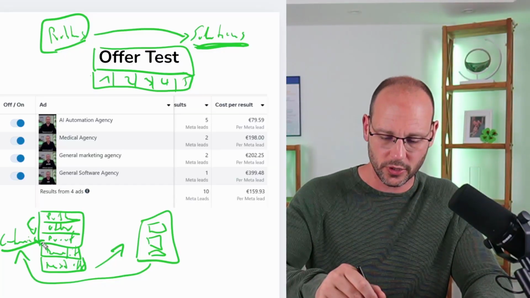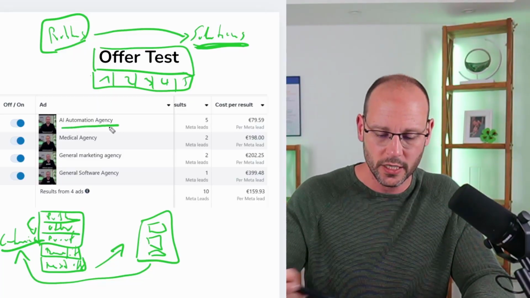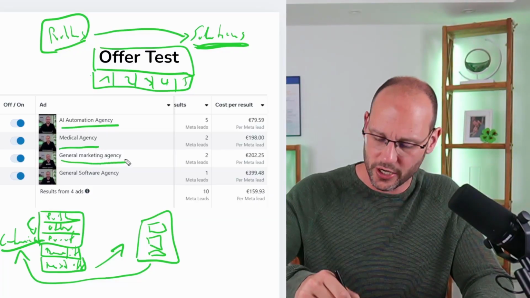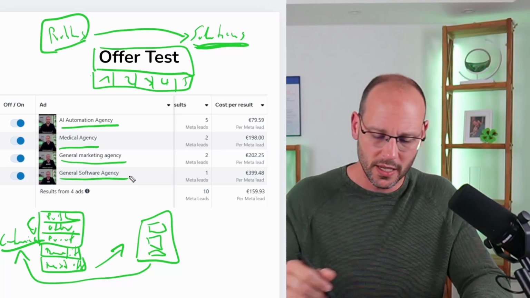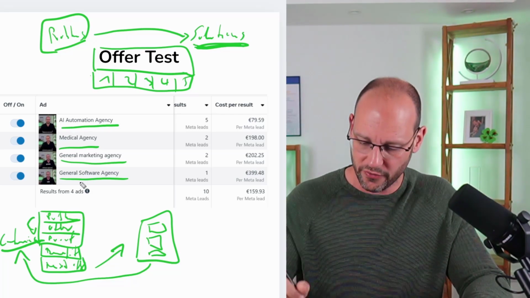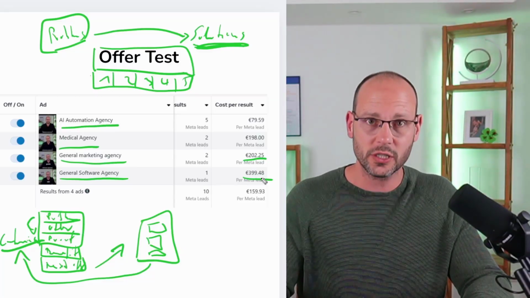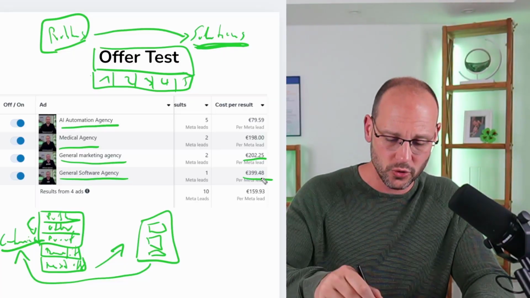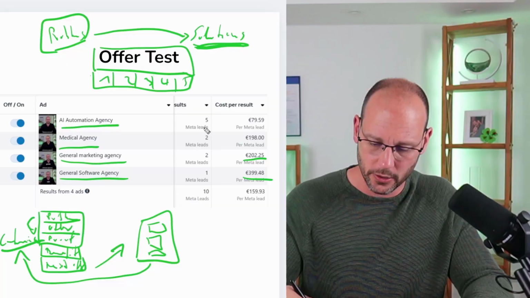And when you run these tests, for example, for different niches, right? This is an example that I'm showing you here. I ran some tests for targeting AI automation agencies, for medical agencies, for general marketing agencies and software agencies. And this test already shows you that when you go general, not specific, you will always pay the highest price per lead, because it doesn't resonate so well when you have a general offer compared to having an offer for a specific audience. And that's what we did here, right?